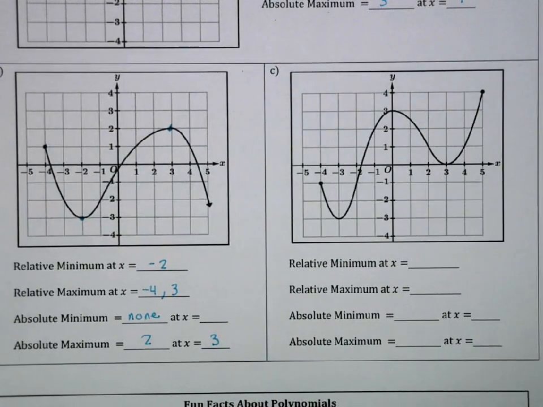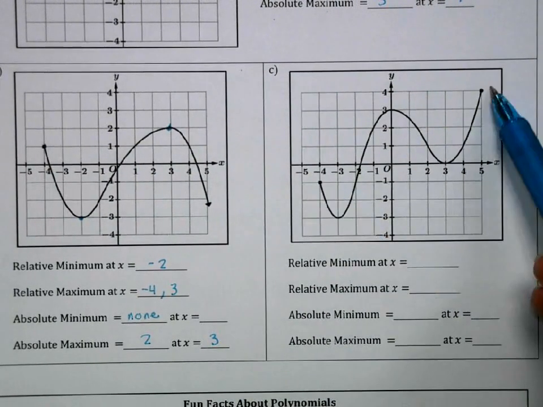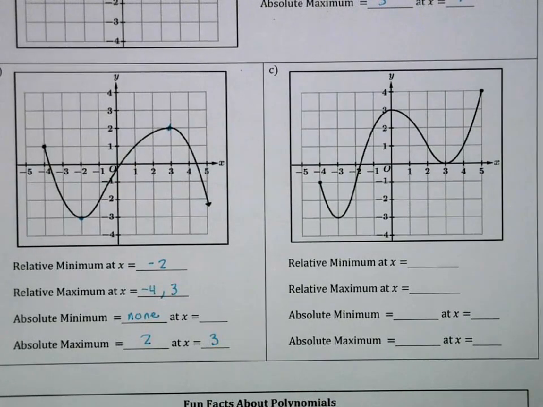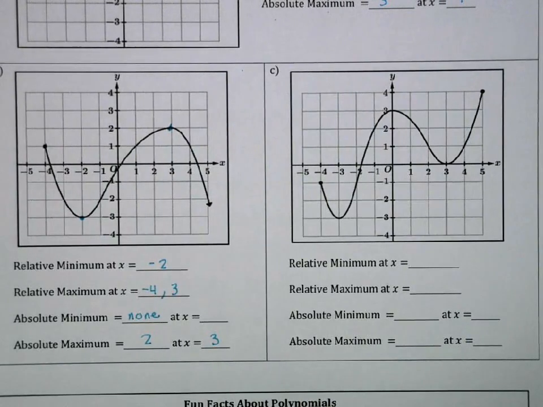Okay. This next one has 2 endpoints. So it's going to have both an absolute max and an absolute min. But I want you guys to try that one out.